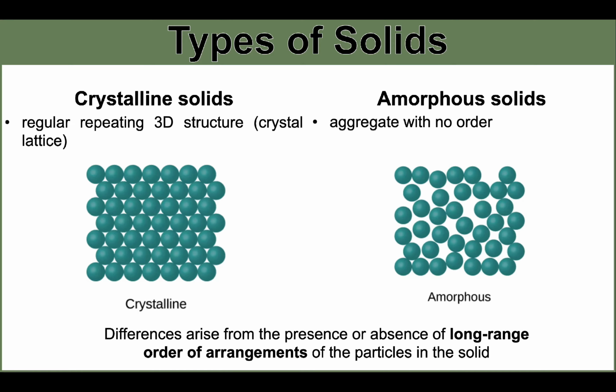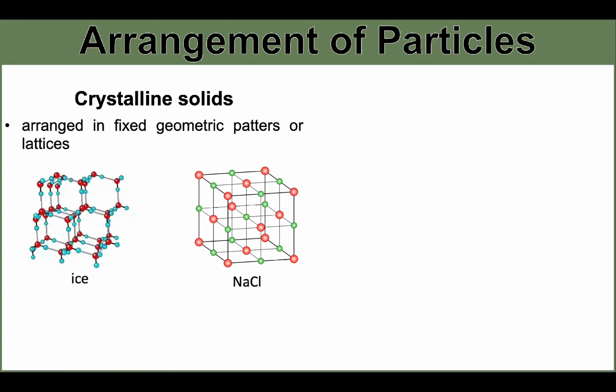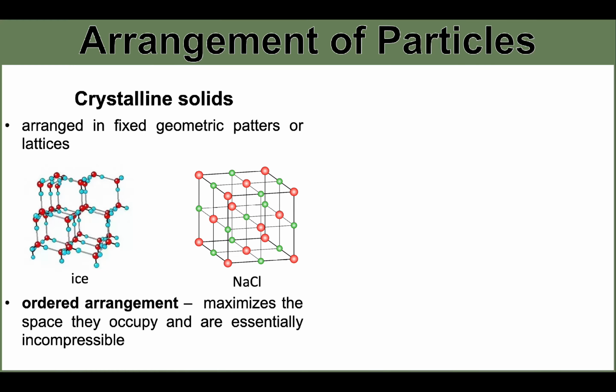Now, the differences in properties of these two groups arise from the presence or absence of long-range order of arrangements in the solid. So what are the differences? Crystalline solids are arranged in fixed geometric patterns or lattices. Examples are ice and sodium chloride. Other examples include copper sulfate, diamond, graphite, and sugar. Now, the ordered arrangement of their units maximizes the space they occupy and are essentially incompressible.